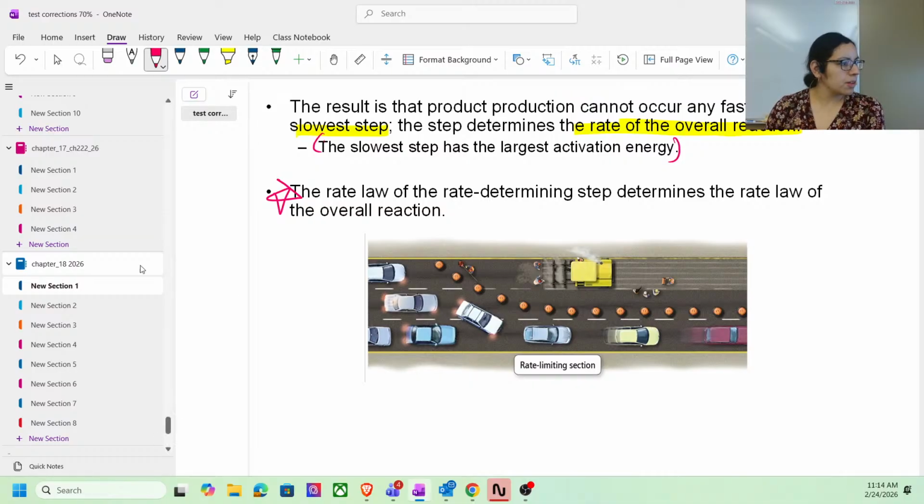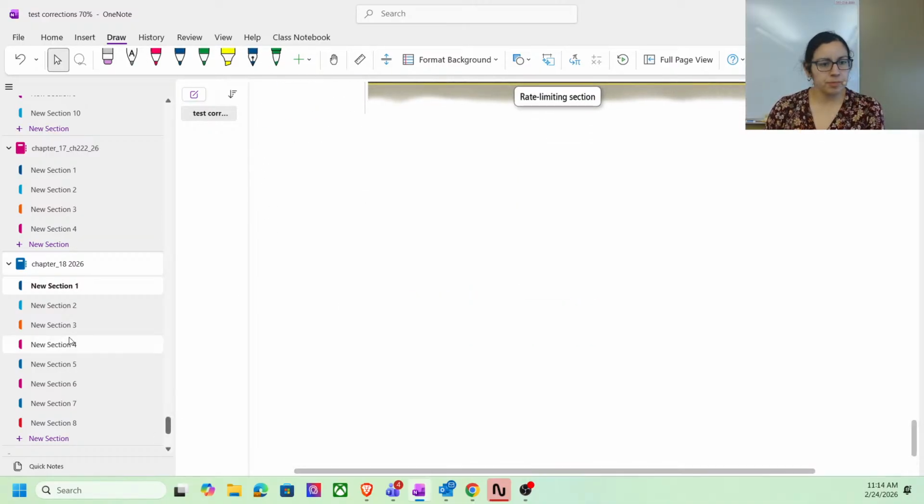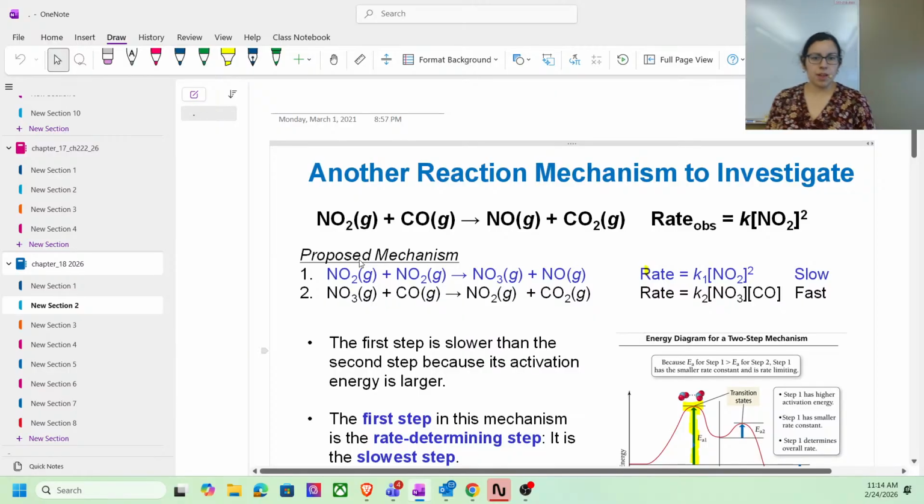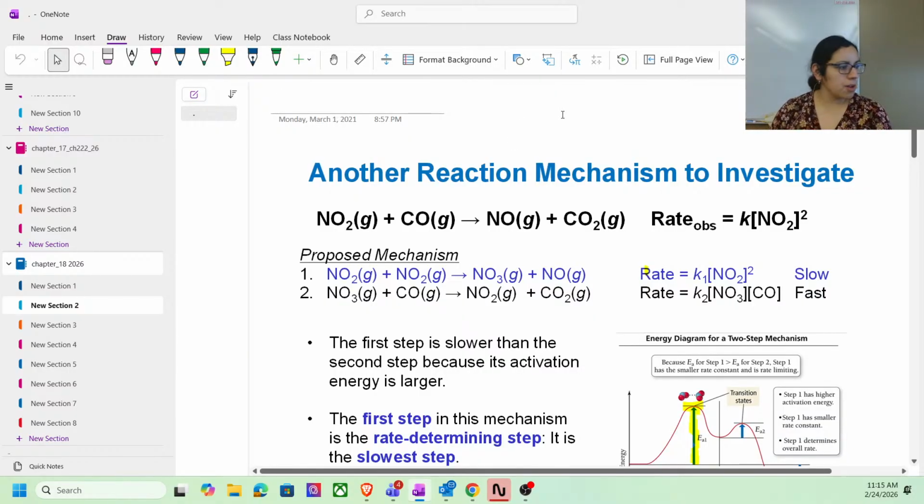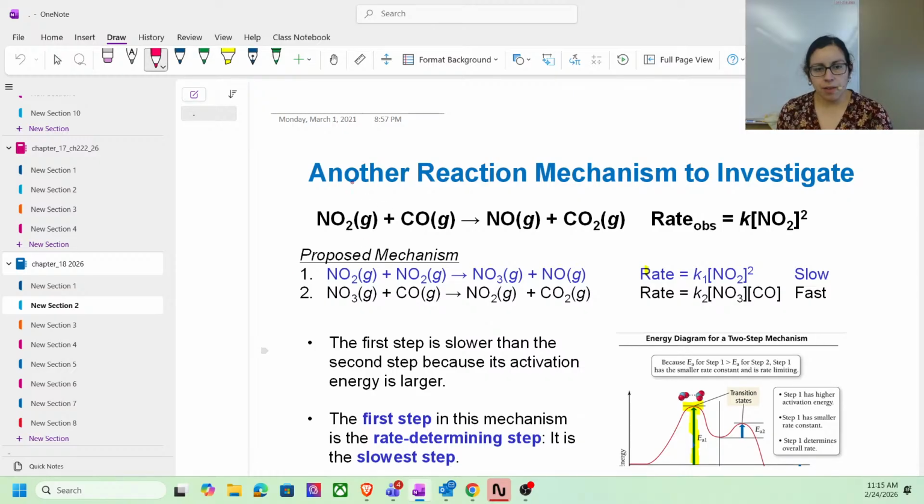All right, so let's look at our next reaction here. We're looking at this reaction. We have nitrogen dioxide plus carbon monoxide give us nitrogen monoxide and CO2. And then we are given our observed rate law, which looks like it's second order with NO2.